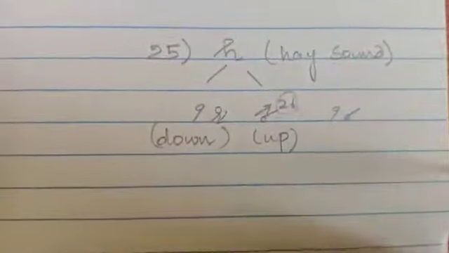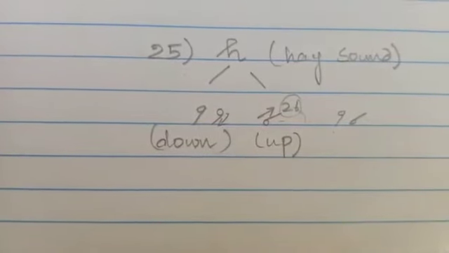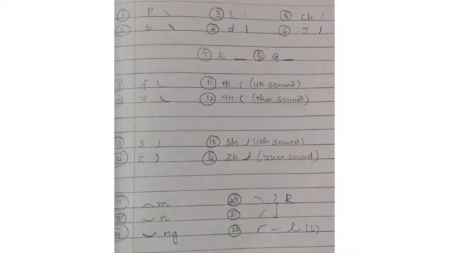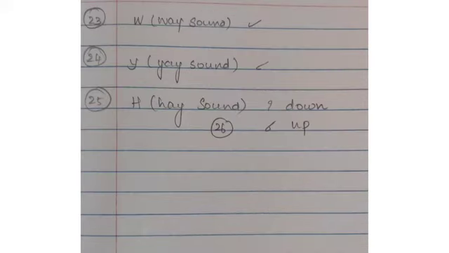And it's the 26th stroke. These are the 26 strokes. As I said in the beginning, these 26 strokes form the basics. P, B, T, D, CH, J, K, G, F, V, TH, S, Z, ISH, ZH, M, N, L, R are straight strokes. Then Y, W, H are curved strokes.